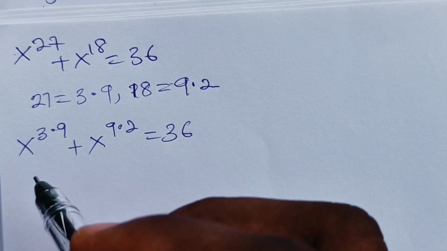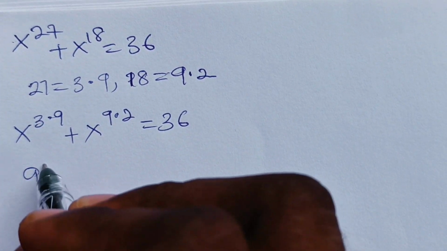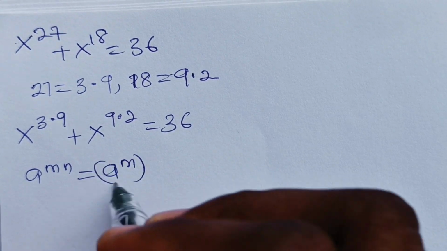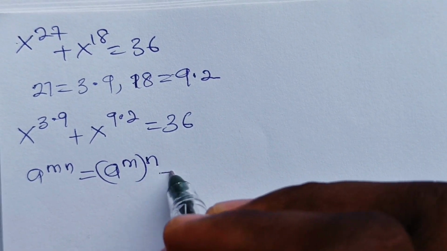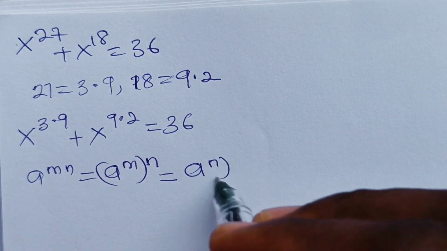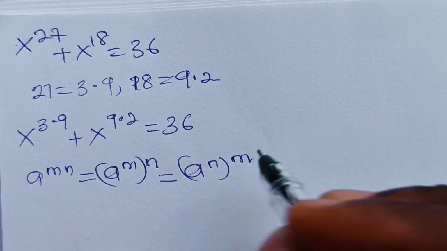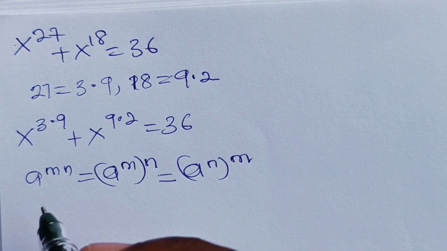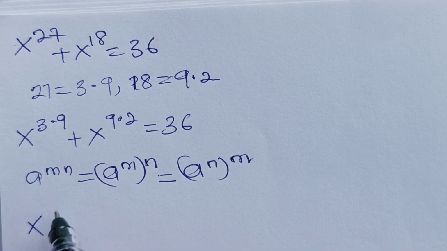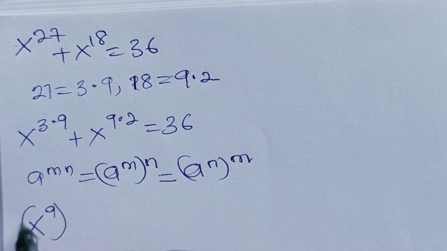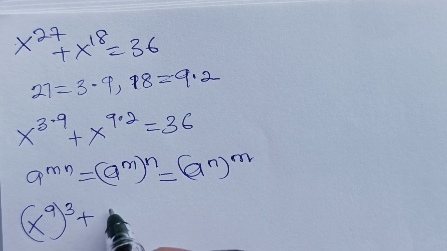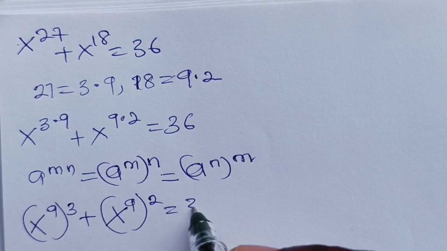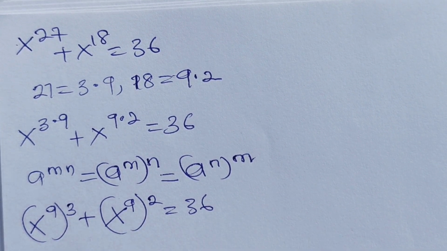Now I want us to note that a to the power of mn is equal to a to the power of m raised to the power of n, which is also equal to a to the power of n raised to the power of m. Okay, so looking at this, we can express this as x to the power of 9 raised to the power of 3 plus x to the power of 9 raised to the power of 2 is equal to 36.